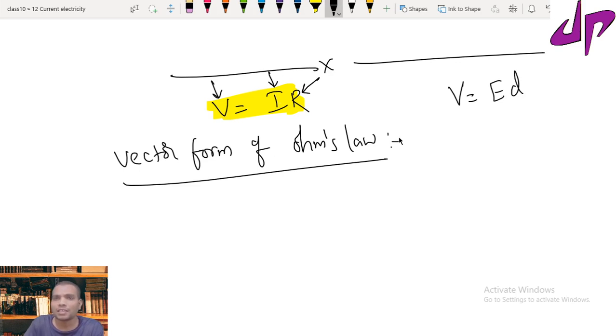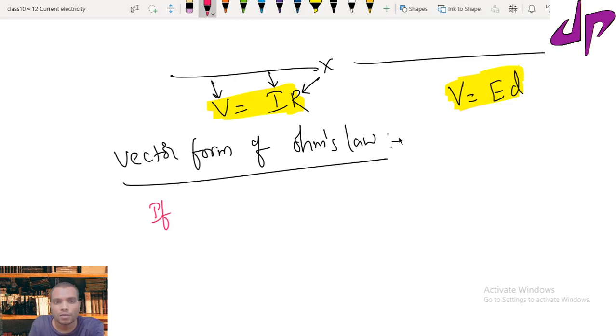Suppose an electric field exists. The potential at a point in this electric field is V equal to ED. This is the very basic relation we get between potential difference and electric field. Because the electric field is a vector, it is easy to work with. Now we can take that as a basic equation to derive the vector form of Ohm's law.